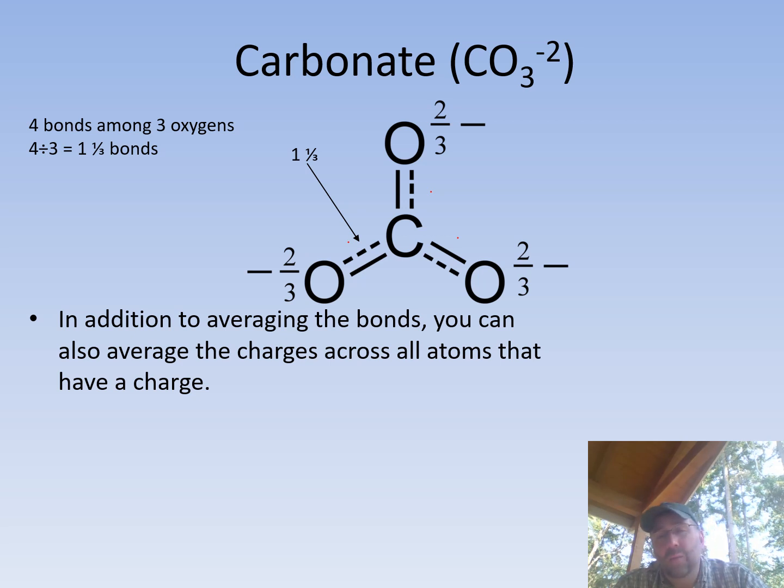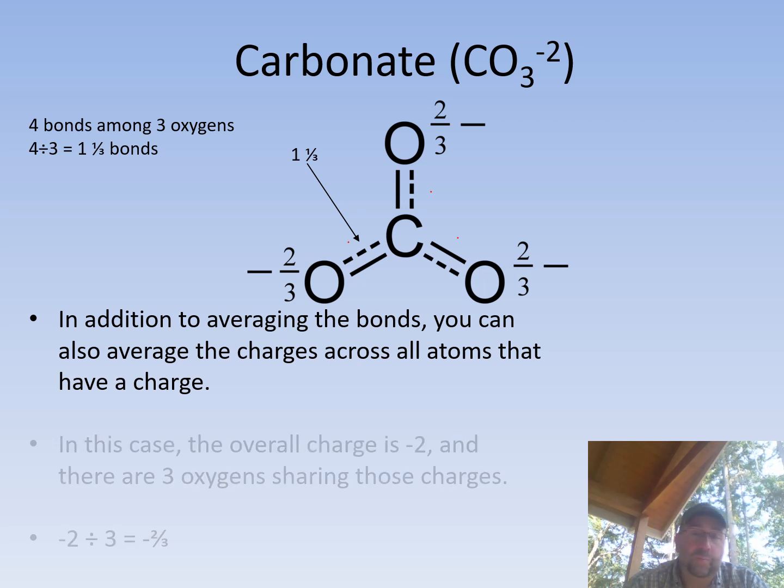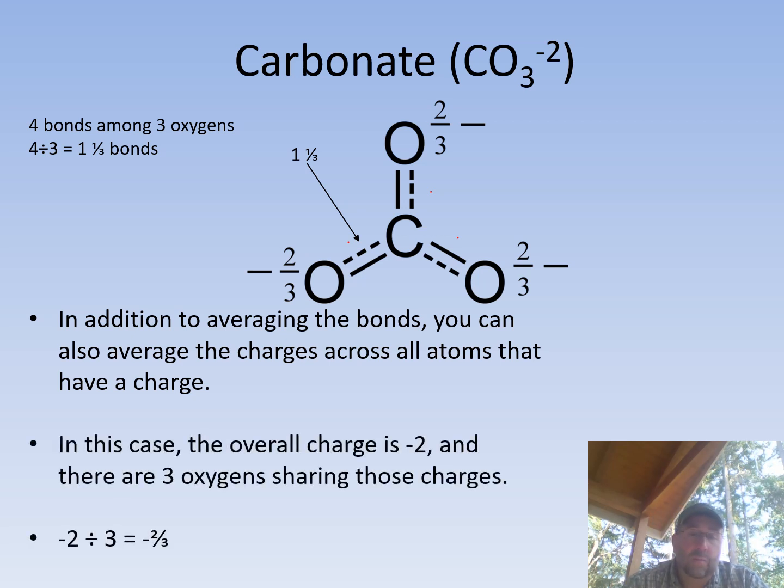By the way, we draw the resonance structure the same no matter what partial bond it has, whether it be a 1.5, 1 1/4, 1 3/4, that doesn't matter. We draw it the same, but you can calculate what that strength would be. So in this case, overall charge -2, that's being shared among 3 oxygens, -2/3 charge per oxygen.